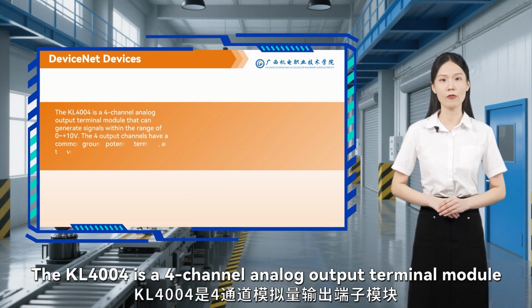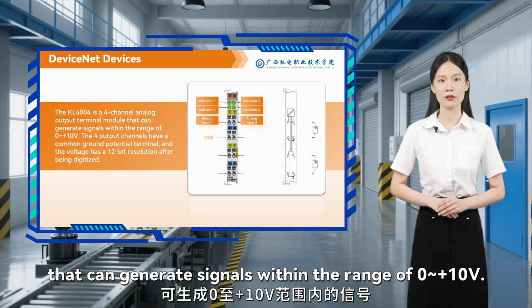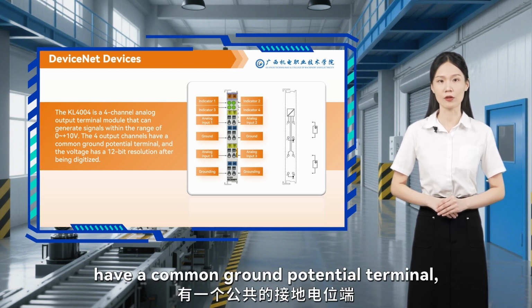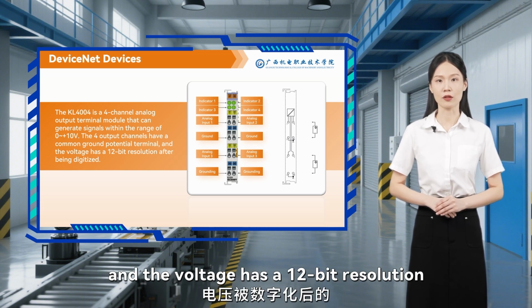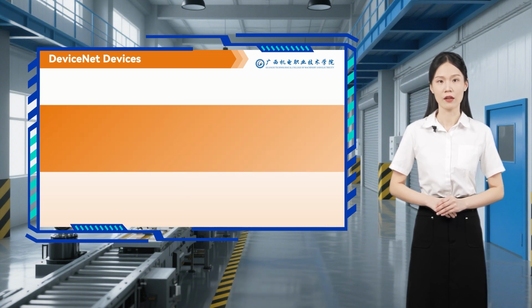The KL4004 is a 4-channel analog output terminal model that can generate signals within the range of 0 to 10 volts. The 4 output channels have a common ground protection terminal, and the voltage has a 12-bit resolution after being digitized.